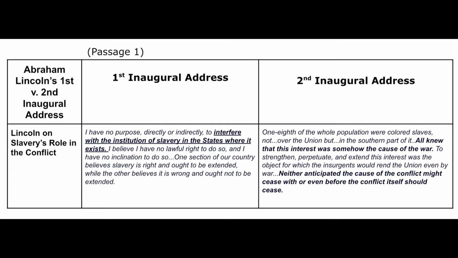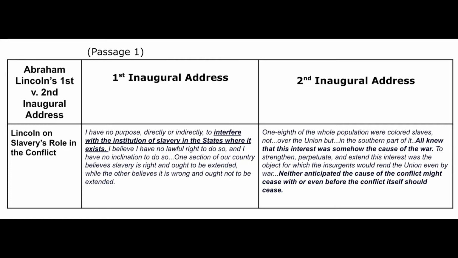And in his second inaugural address, it seems as though his tone has changed ever so slightly. He states, "One-eighth of the whole population were colored slaves, not distributed generally over the Union, but localized in the southern part of it. All knew that this interest was somehow the cause of the war. To strengthen, perpetuate, and extend this interest was the object for which the insurgents would rend the Union even by war. Neither anticipated the cause of the conflict might cease with, or even before the conflict itself should cease."